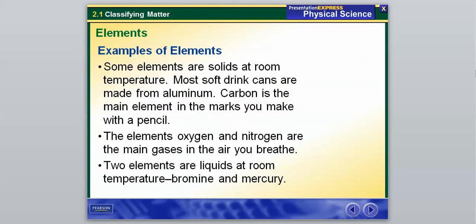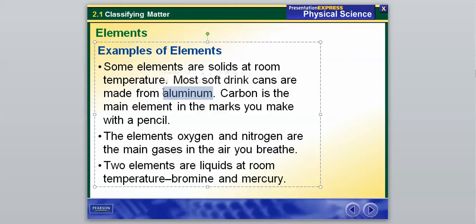Some examples of elements are solids at room temperature. An example is aluminum. Hopefully you know that the soda cans you drink out of are made out of aluminum. That is an element, and it's the same all the way through. Carbon is one of the main elements in the marks you make with a pencil. Those are two examples of solids at room temperature.